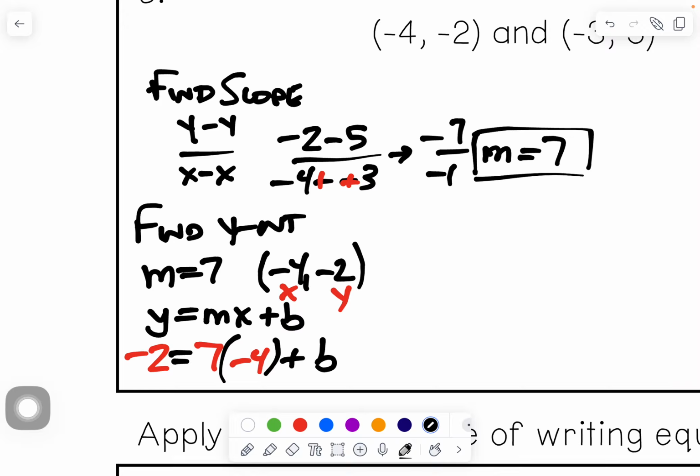Now I want to solve that. So 7 times negative 4 is negative 28. So I get negative 2 equals negative 28 plus b. Now to solve this, I've got to add 28 because it was a minus.